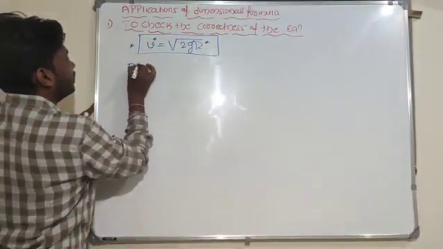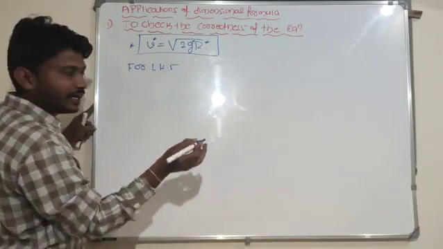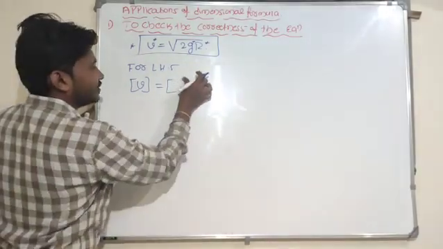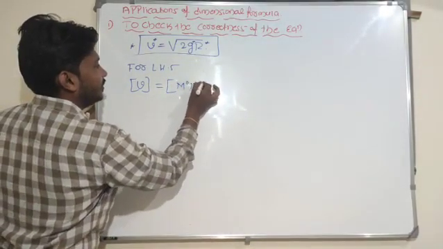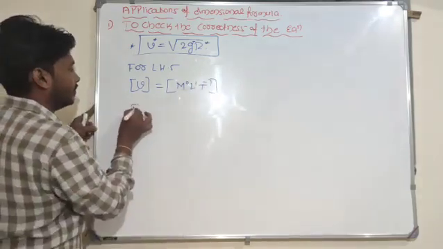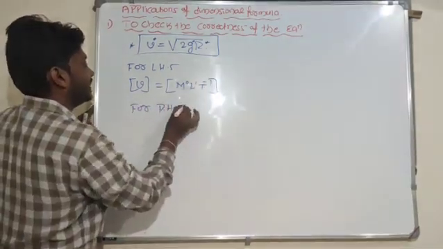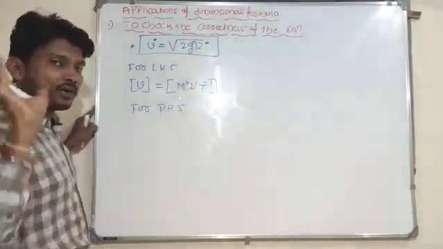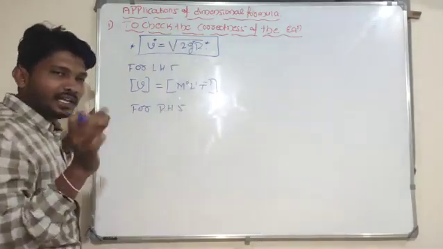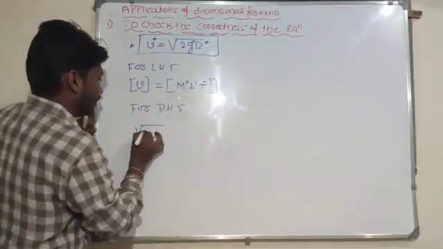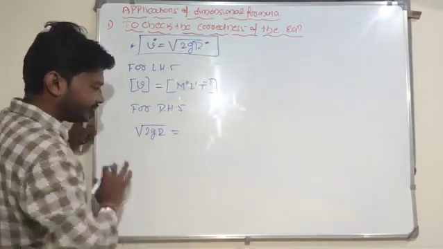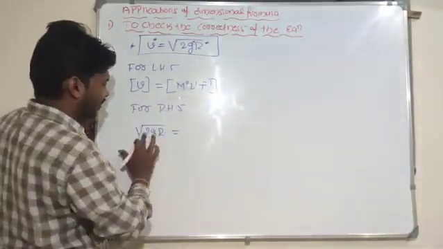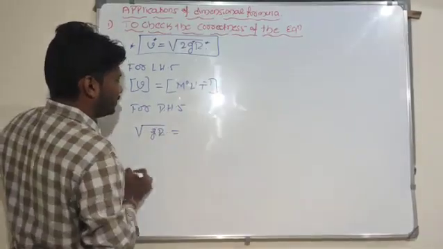For the LHS, the left hand side, I can write the dimensional formula. Velocity means what? There is no mass term, so the M term is 0, L1 t to the power of minus 1. For the right hand side, I said the dimensional formula is not applicable for numbers, these are dimensionless constants. For the right hand side, square root of 2gr. For numbers you are unable to write the dimensional formula, so I take directly the square root of g into r.